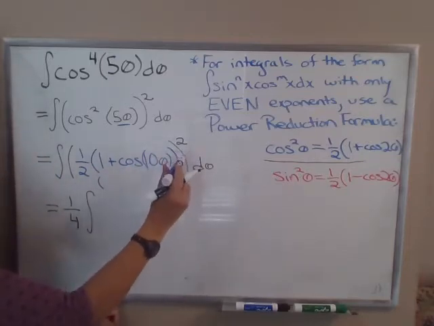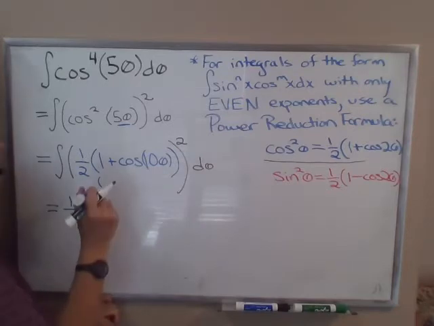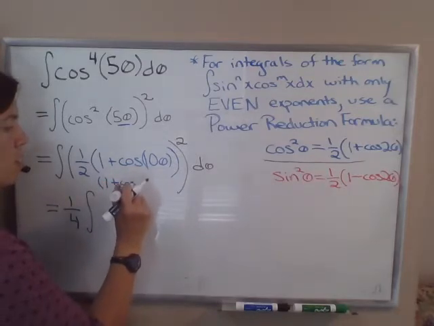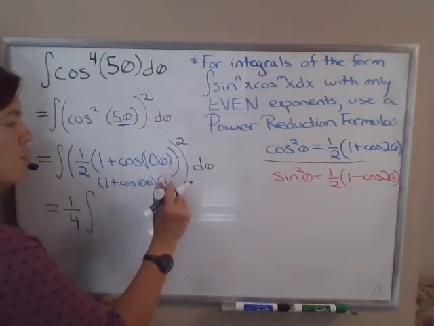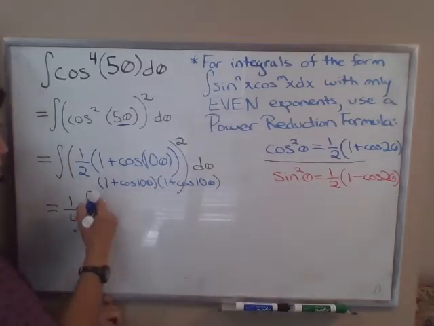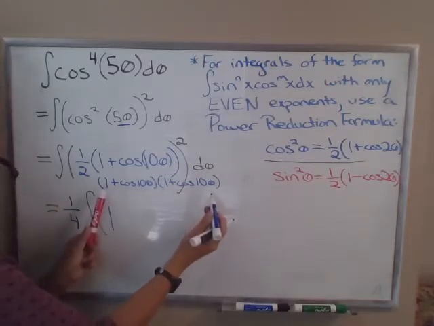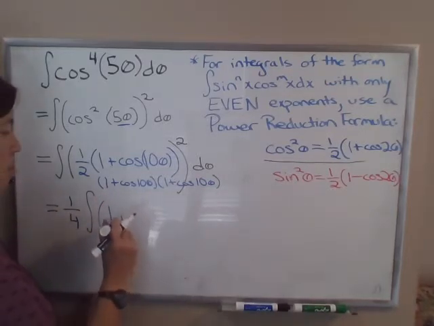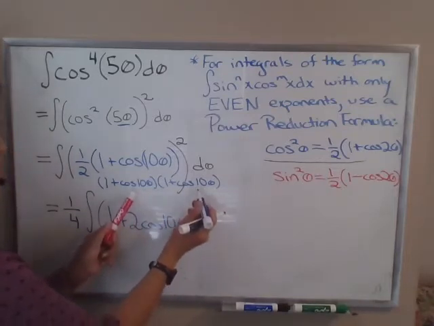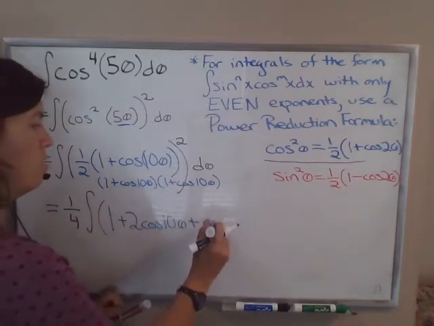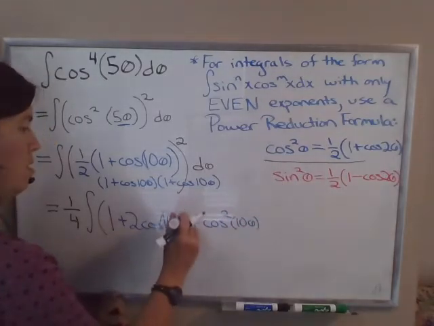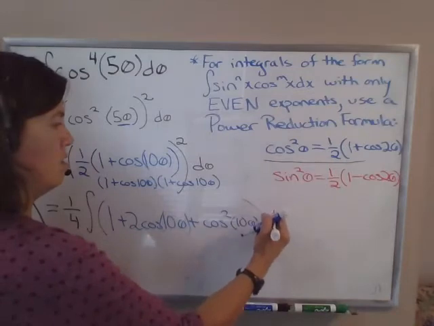So the 1/2 squared is a constant coefficient. I like to bump those out front and then forget about them for the time being. 1 plus cosine of 10 theta squared, so that's 1 plus cosine of 10 theta times itself. If you multiply that out, that's 1 times 1, plus cosine of 10 theta plus cosine of 10 theta. So plus 2 times cosine of 10 theta, plus cosine of 10 theta times itself. So that's cosine squared 10 theta, d theta.